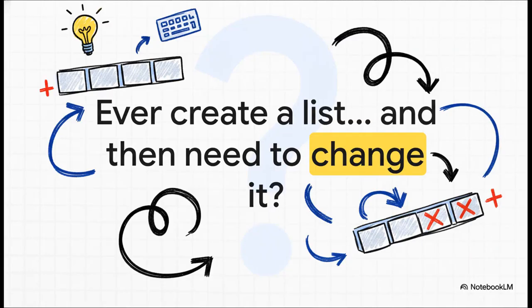Come on, you've been there, right? You write this perfect list, you hit run, and oops, something's wrong. You need to update an item or add a new one or just get rid of something. It happens to everyone. And today, we're going to show you exactly how to fix it.